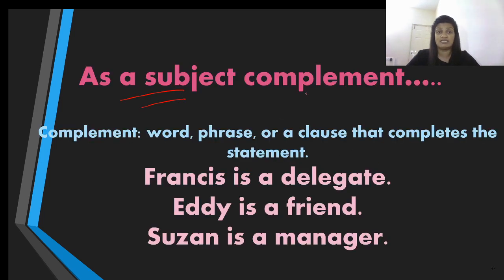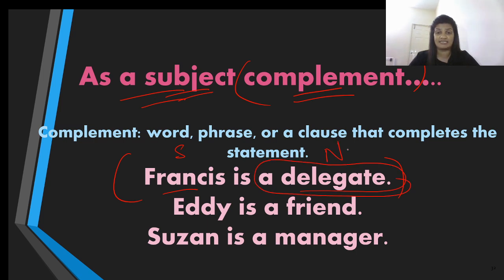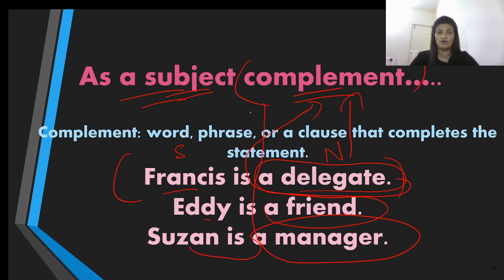And subject complement. Well, what is the meaning of the word complement? Complement means a word or a phrase or a clause that actually completes the statement. And here we have to learn about the subject complement. So Francis is your subject. Francis is a delegate. So what is completing the statement over here? The word delegate is completing. Therefore, this is our complement. Similarly, Eddie is a friend. Friend is your complement. Susan is a manager. So manager is your complement. These are your subject complements.